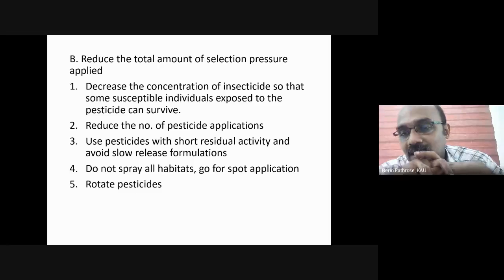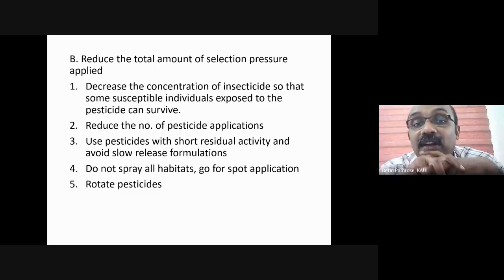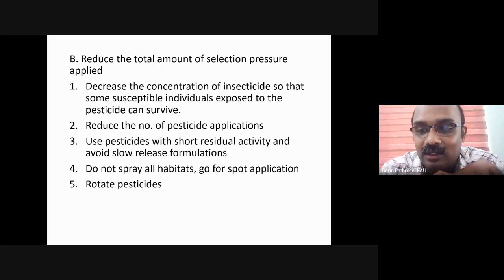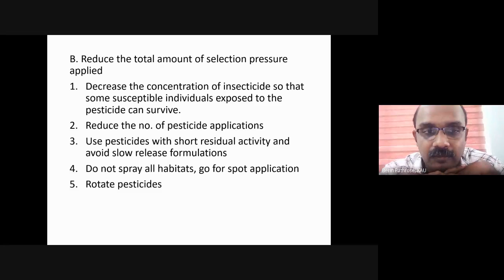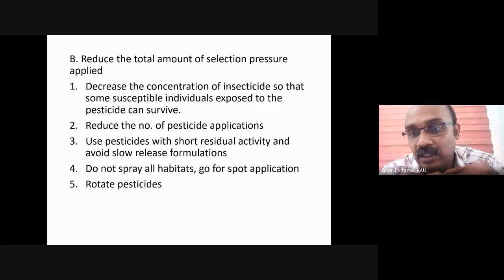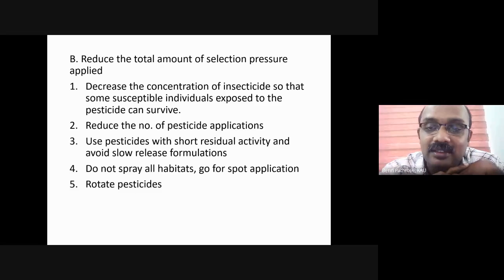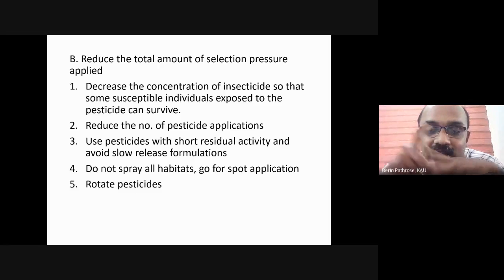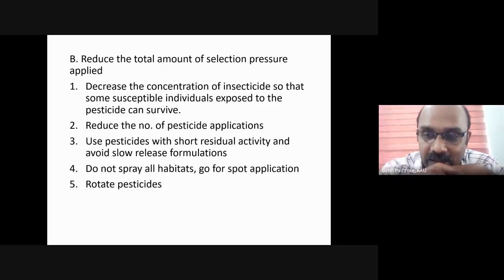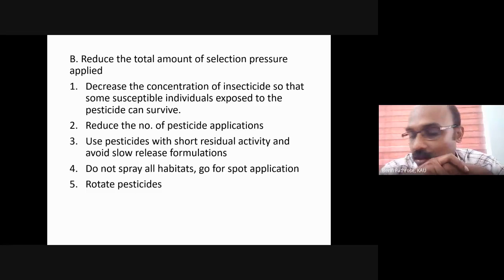The next strategy we can adopt is to reduce the number or the frequency of pesticide applications. You have seen in the cotton belt, farmers may go for 30, 40 sprays in a season. If we try to bring it down to 10 to 15, resistance development can be slowed down. That is the reduction in selection pressure. Another way is to use pesticides with short residual activity, short persistence. As we have discussed several times, the more persistent the pesticide, the higher the chance of development of resistance. So use a pesticide which has short persistence, and do not spray the whole habitat.